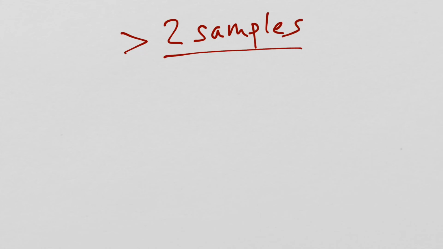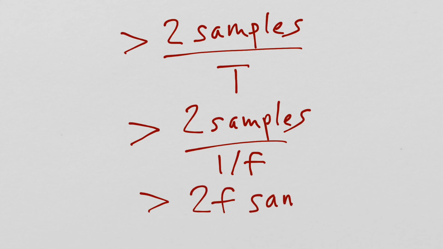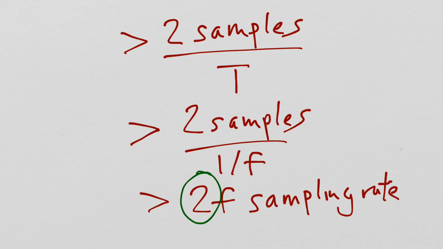That's the same as having, if we have greater than 2 samples per 1 period, that's telling us that we need a frequency that's greater than 2 samples over 1 over f, since period t is just 1 over f. Or in other words, greater than 2f sampling rate. And so this mystery 2 is now clear.